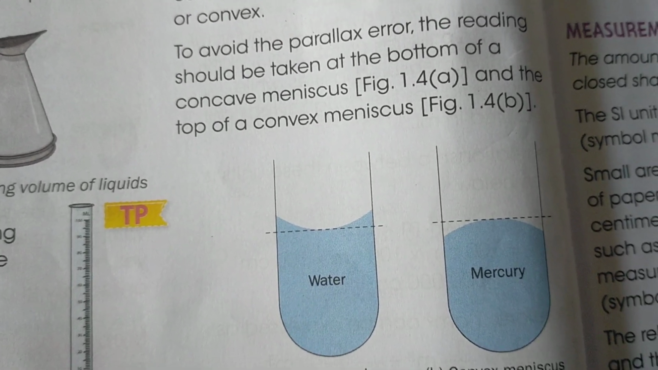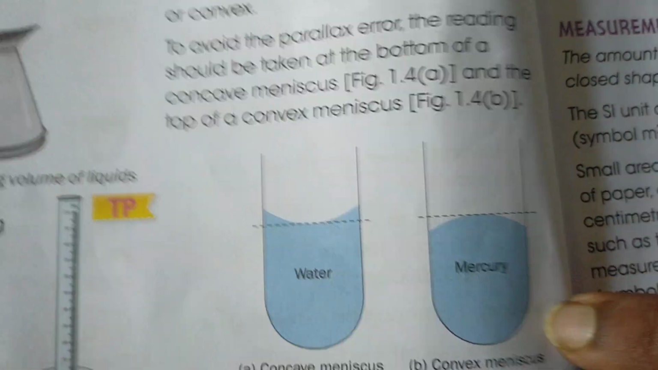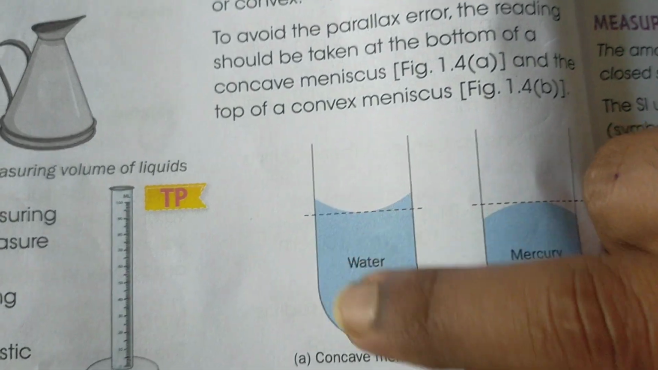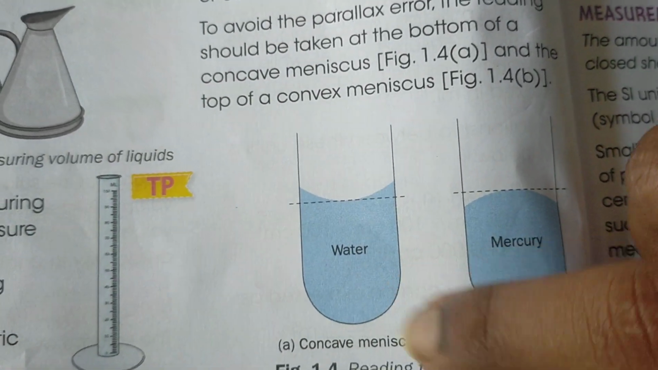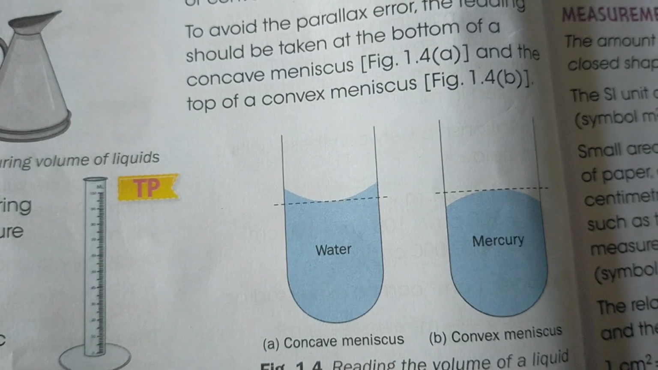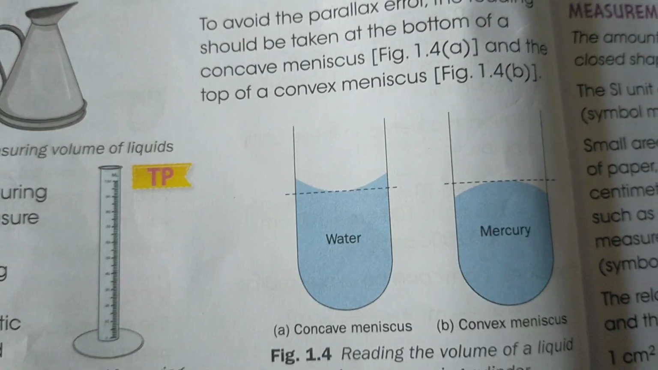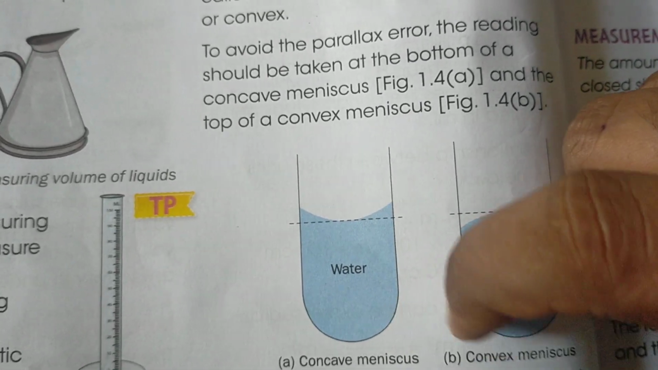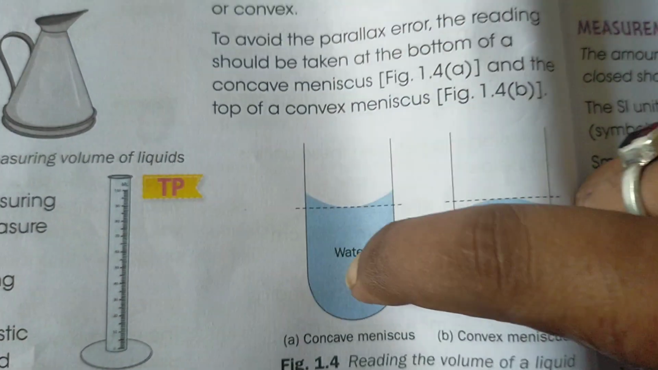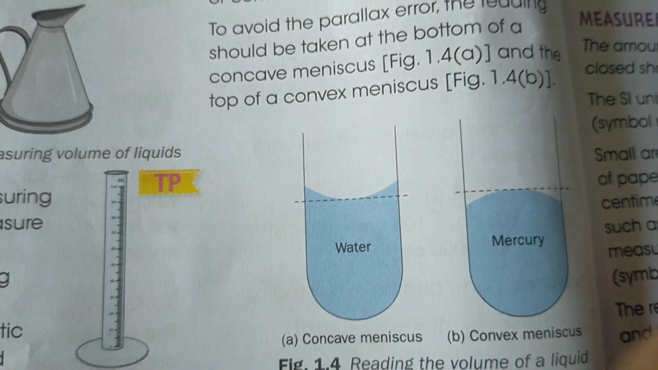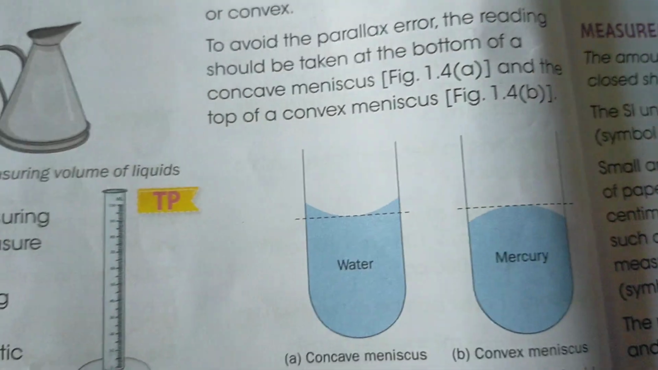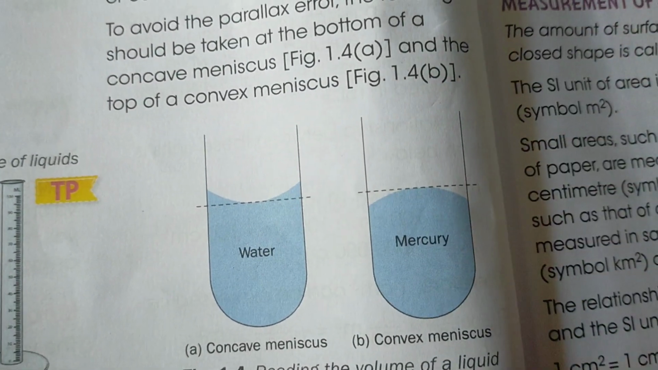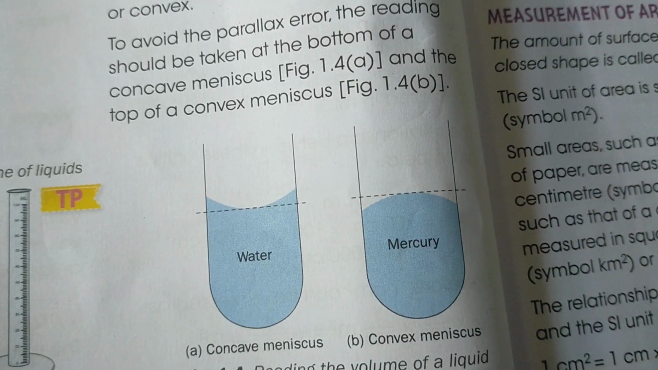So meniscus can be of two types: one is a concave meniscus, and one is a convex meniscus. We get a concave meniscus when a substance touches the container, that means when there is an adhesive force. Now this is a new term for you: force of adhesion. Adhesion means the water molecules stick with the container, so we get a concave shape. But in mercury, as the density is more, the particles don't stick with the container, so we get a convex meniscus.